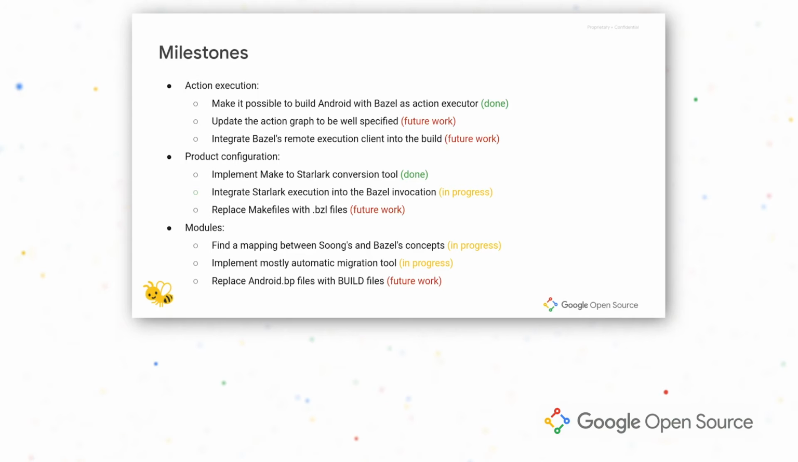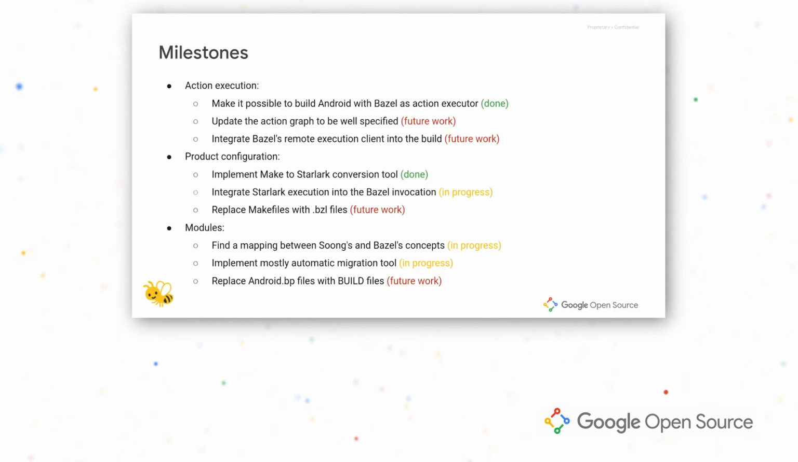The second workstream, product configuration, is also seeing good progress. The make to Starlark conversion tool has been implemented, and there are no known bugs in it. And there is good progress on integrating it into the actual build. What remains is actually converting the make files to .bzl files and checking them into the source tree.